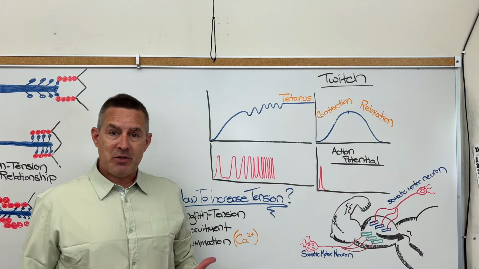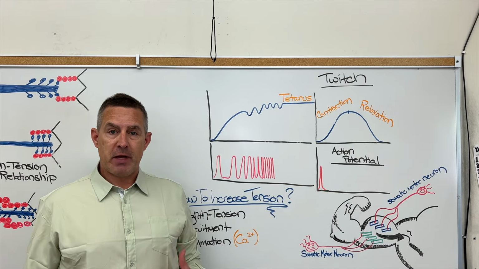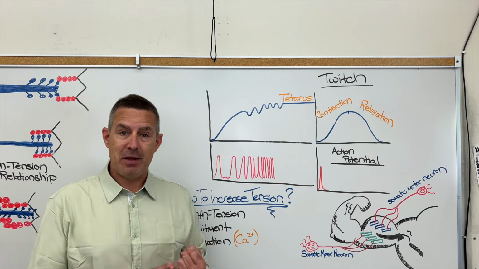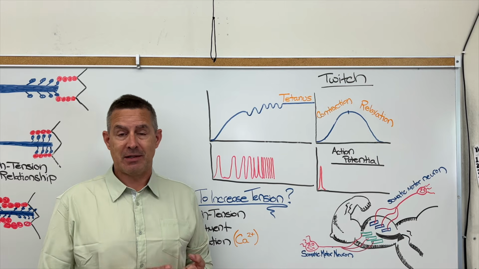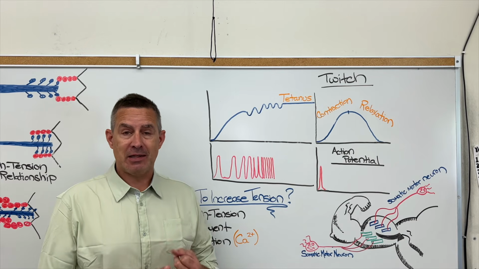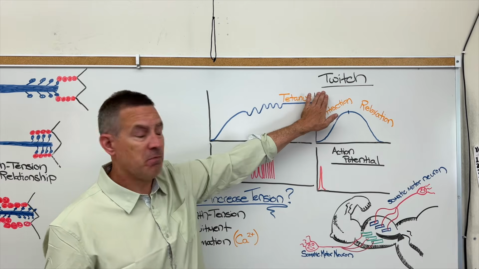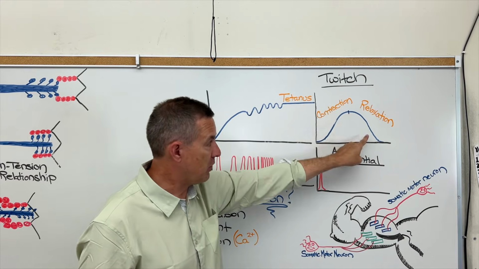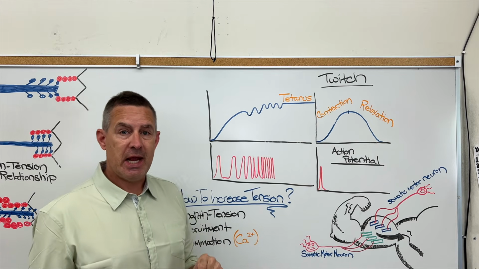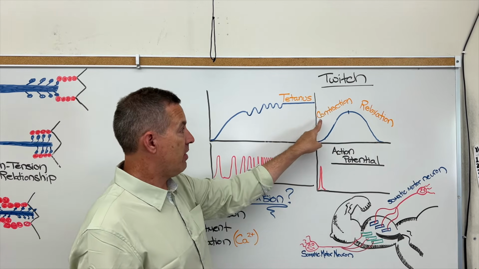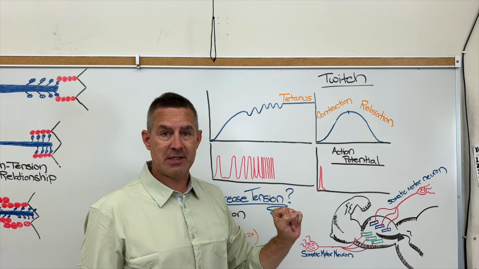So we've been talking about tension, which is the creation of force by a muscle fiber, but let's talk about the mechanical and electrical events that actually allow for tension and force to be generated. So we have a term known as a twitch. This blue line right here is representing a twitch. And a twitch is nothing more than one contraction relaxation cycle.